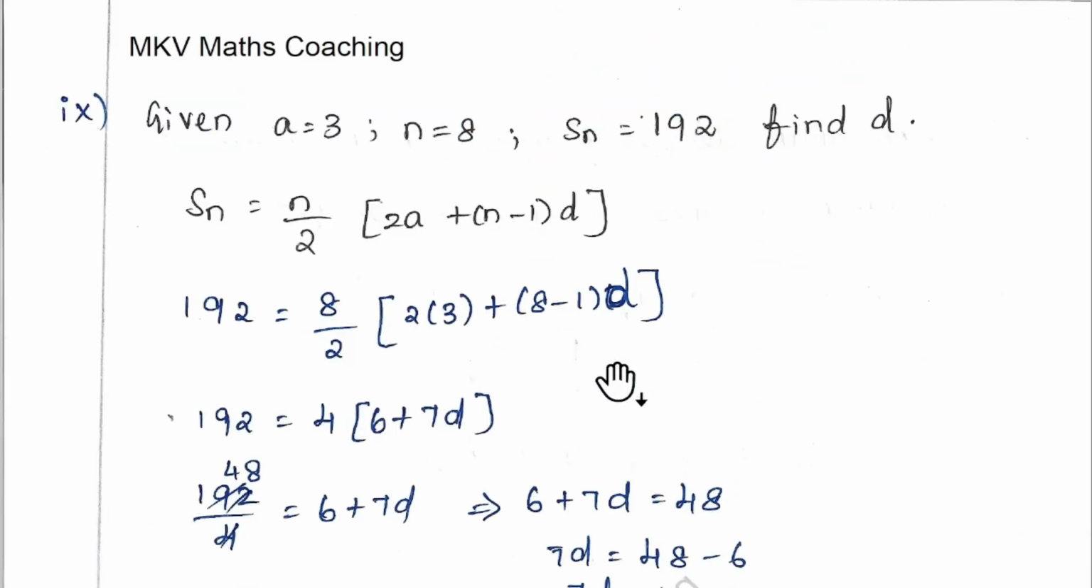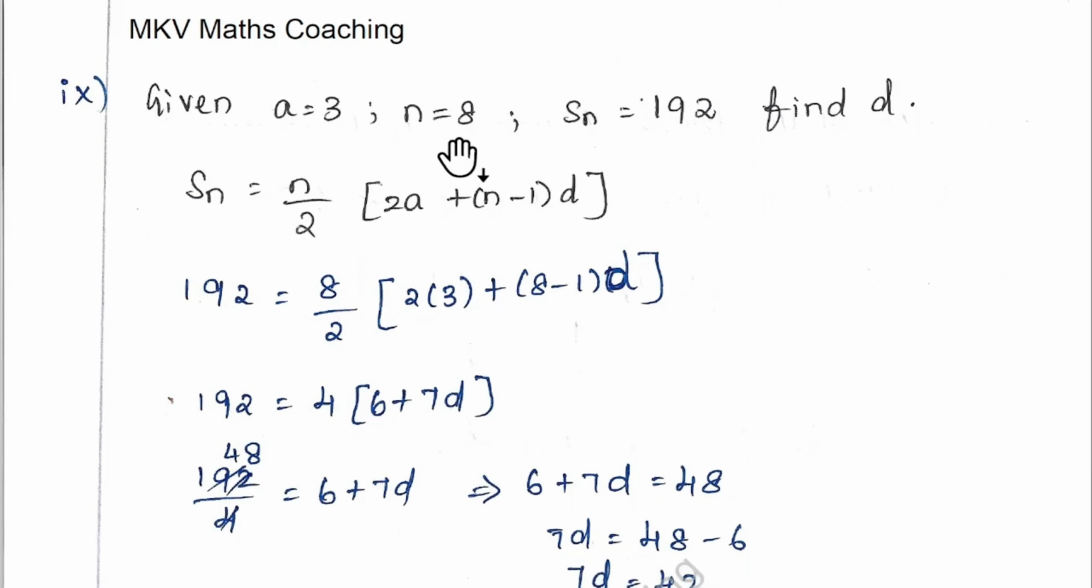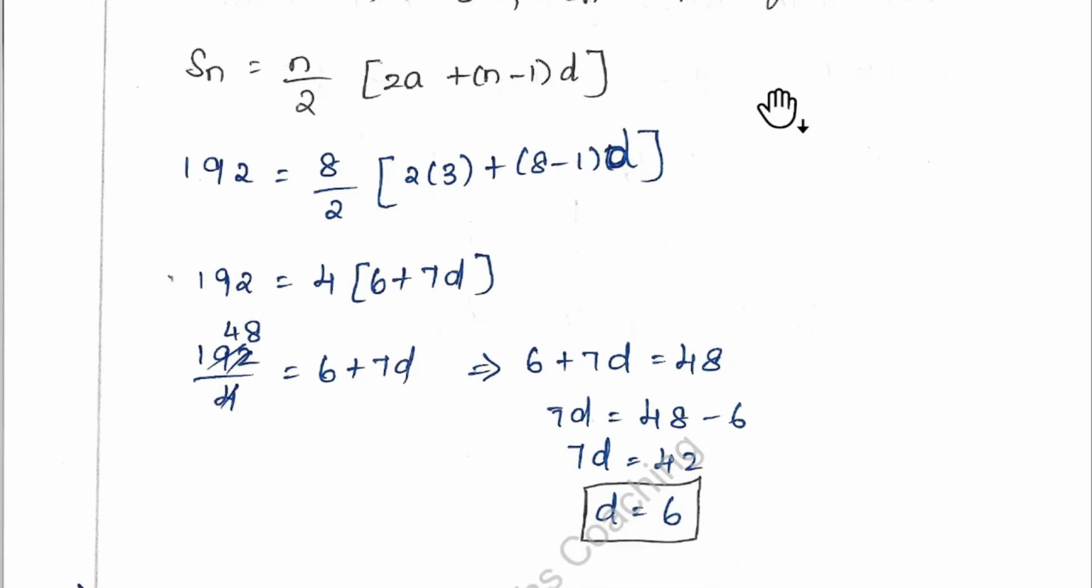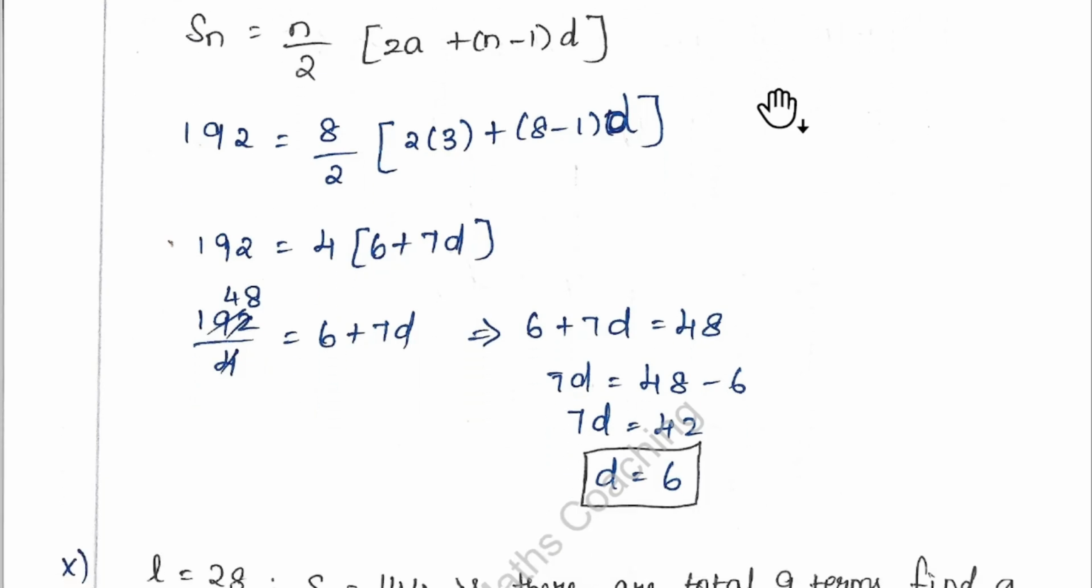Okay. Ninth problem: a is given, n is given, Sn is given. You need to find the d value. Since you know a, n, Sn, you can take the Sn formula, substitute and get the d value as it is, right? You cannot take the an formula. Why? We don't know the an value here, right? The an value, d value is missing. So we are taking the Sn formula. Since you know the value of Sn, just substitute and get the d value. It is very easy. You can try for yourself, okay?